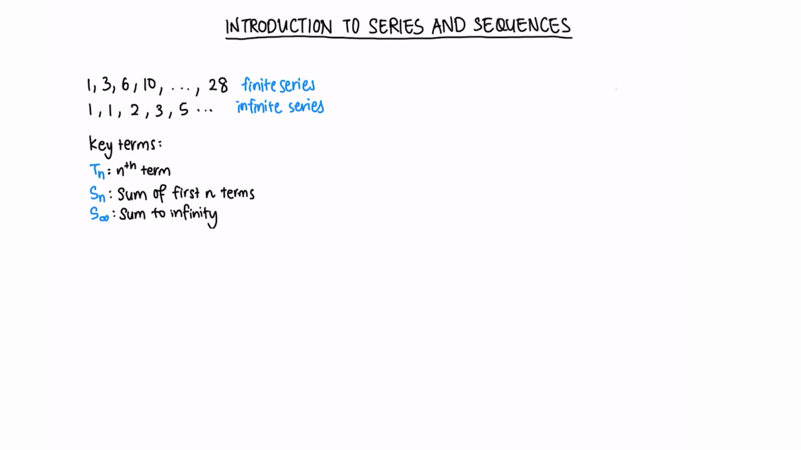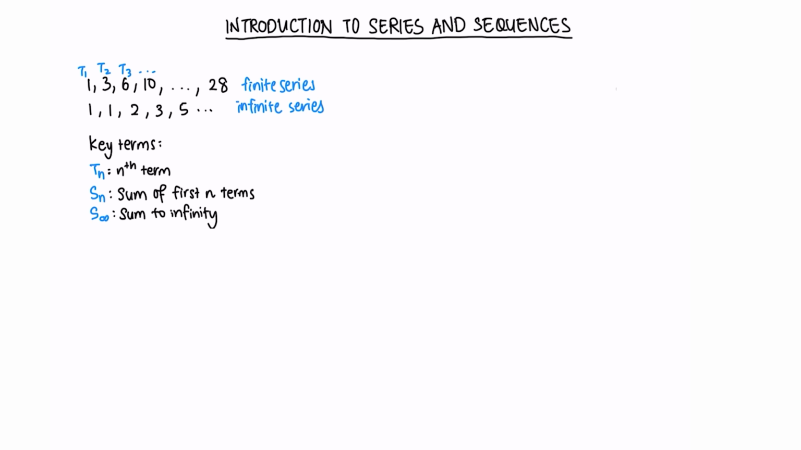Alright, so let's go through some of the key terms that we need to know. First off, Tn. Tn is your nth term. All these numbers over here are considered terms. So over here, 1 is your first term, 3 will be your second term, 6 will be your third term, and so on and so forth.